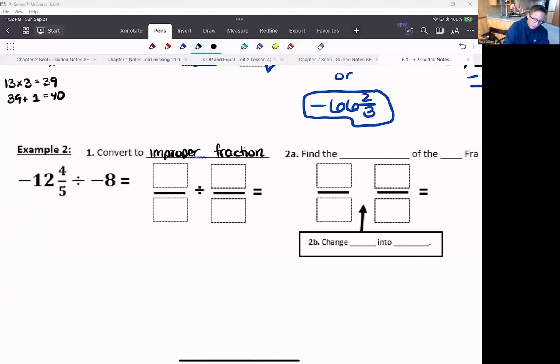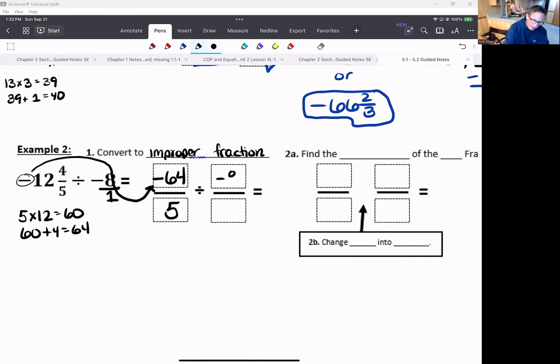So while you're doing that, ignore the negative. 5 times 12 is 60. 60 plus 4 is 64, then put the negative back on. So negative 64, okay? And then negative 64 fifths. And then think of this as over 1, so negative 8 over 1.